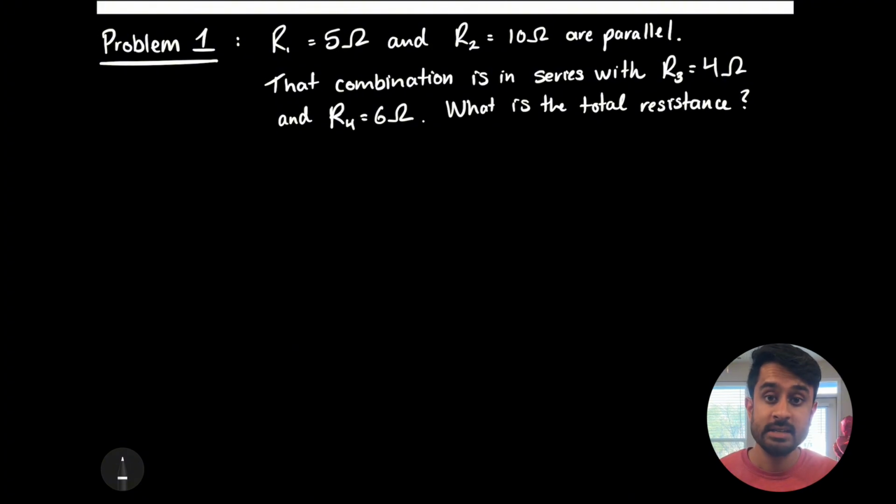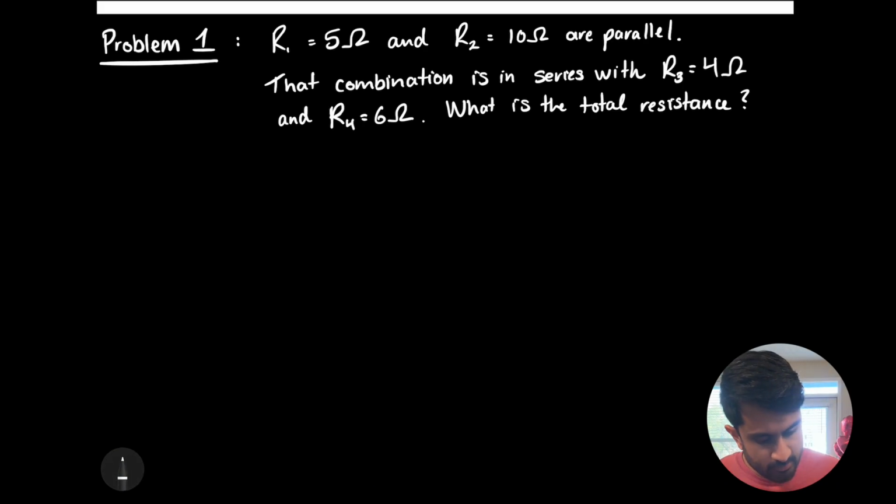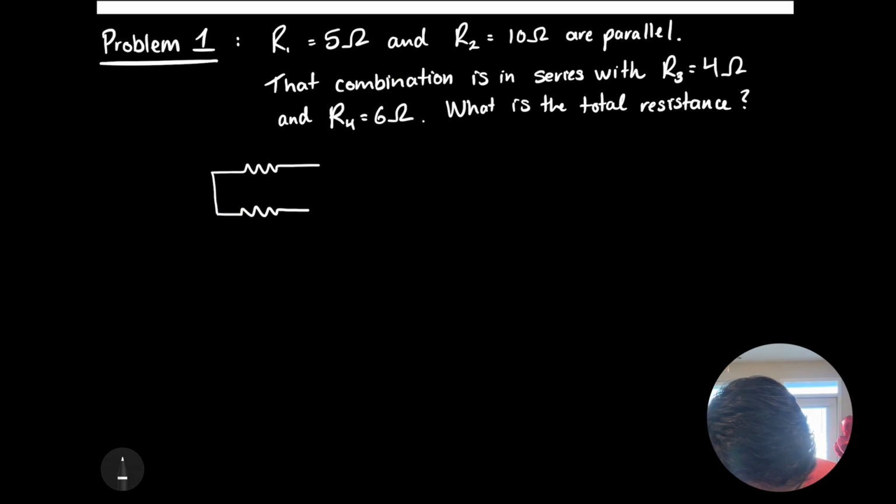So with any type of resistor problem, we need to translate the wording of the question into an actual circuit diagram, and that's exactly what we're about to do right now. So in this case, we know that we have R1 and R2 in parallel. So let's draw a parallel resistor network. We have R1 up here, R2 up here. Here's your parallel resistor network.